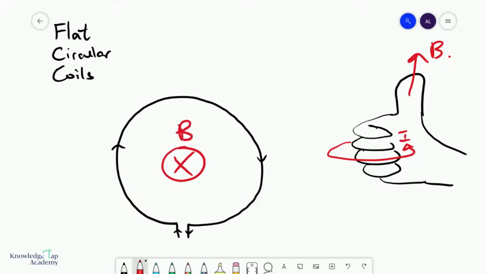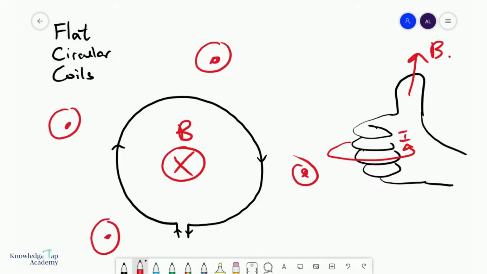That represents the direction of the magnetic field inside of the loop, and the direction of the magnetic field outside of the loop is always opposite to what it is inside the loop. And so the magnetic field will basically be coming out of the screen everywhere else. And that is how we deduce the magnetic field pattern from a flat circular coil.